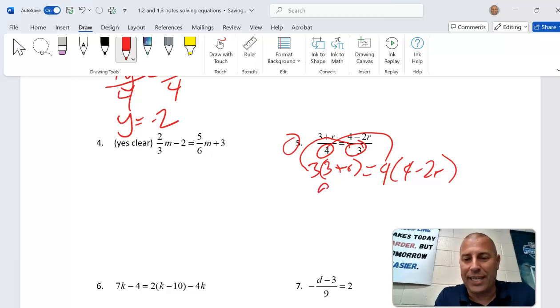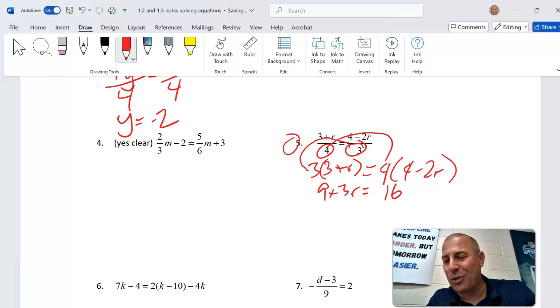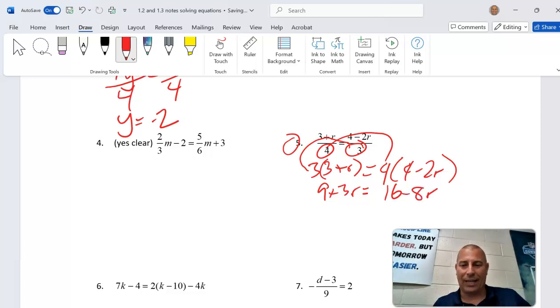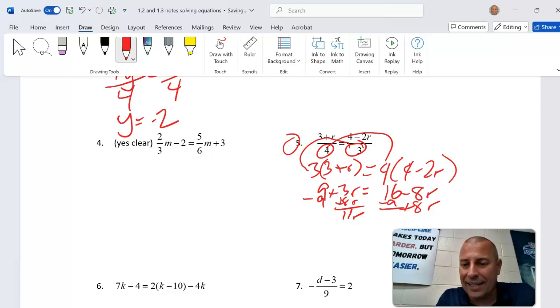So 3 times 3, 9. 3 times r, 3r. All right. 4 times 4, 16. 4 times negative 2r, negative 8r. And now we're just back in business like we were before. Letters to one side, numbers to the other. So I'm going to add my 8r over, because again, I like to keep it positive, 11r, which means that I'm going to subtract my 9, and 16 minus 9 is 7.